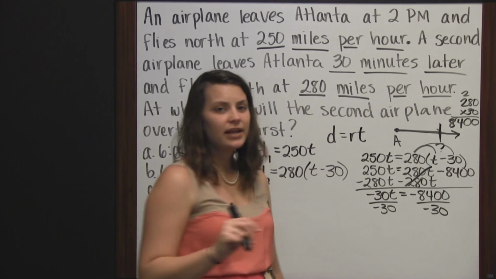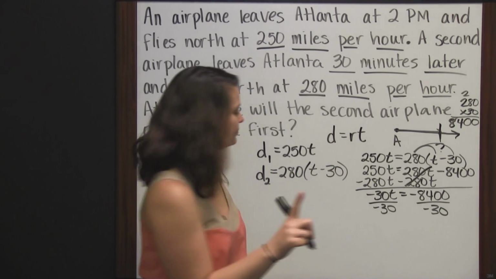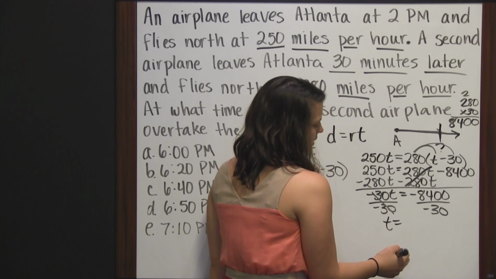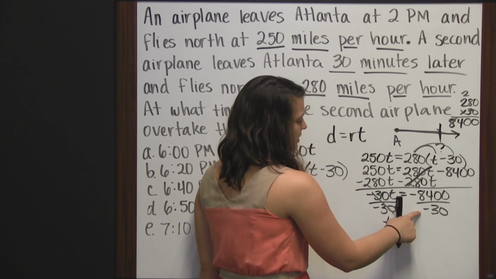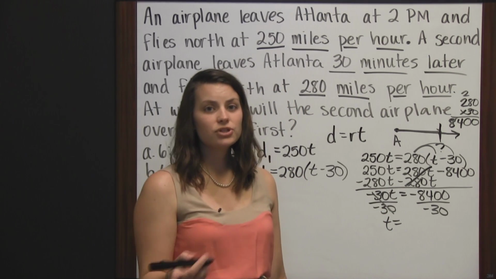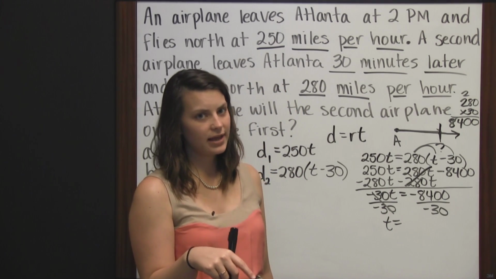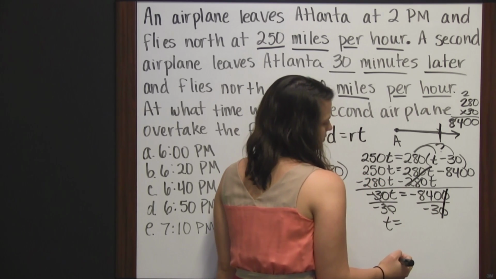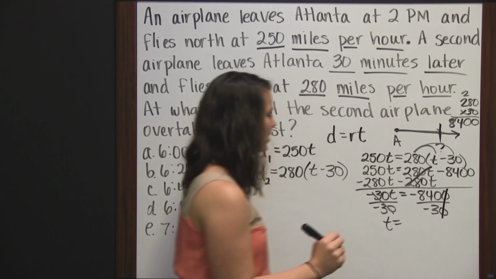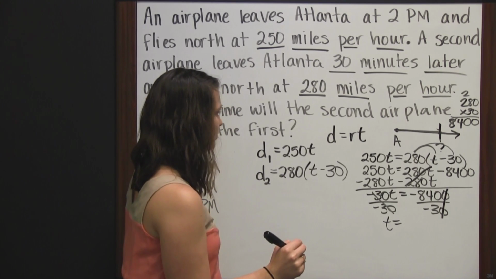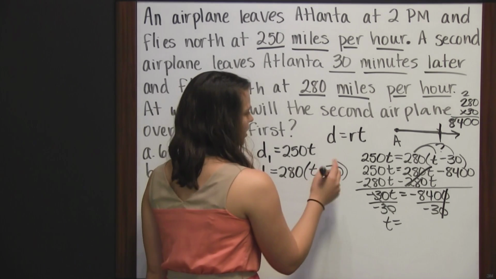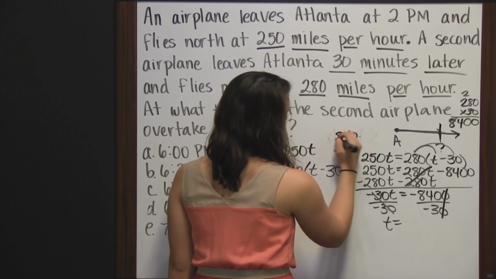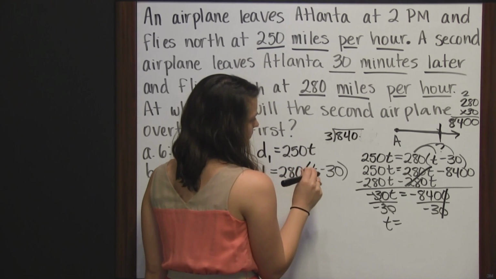Negative 30 divided by negative 30 is 1, times t is simply t. Negative 8,400 divided by negative 30. First of all, a negative divided by a negative is a positive. Then we can cancel a 0. And really all we have to do is divide 840 by 3. I'm running out of space here, so I'm going to get rid of this so we can divide 840 by 3.